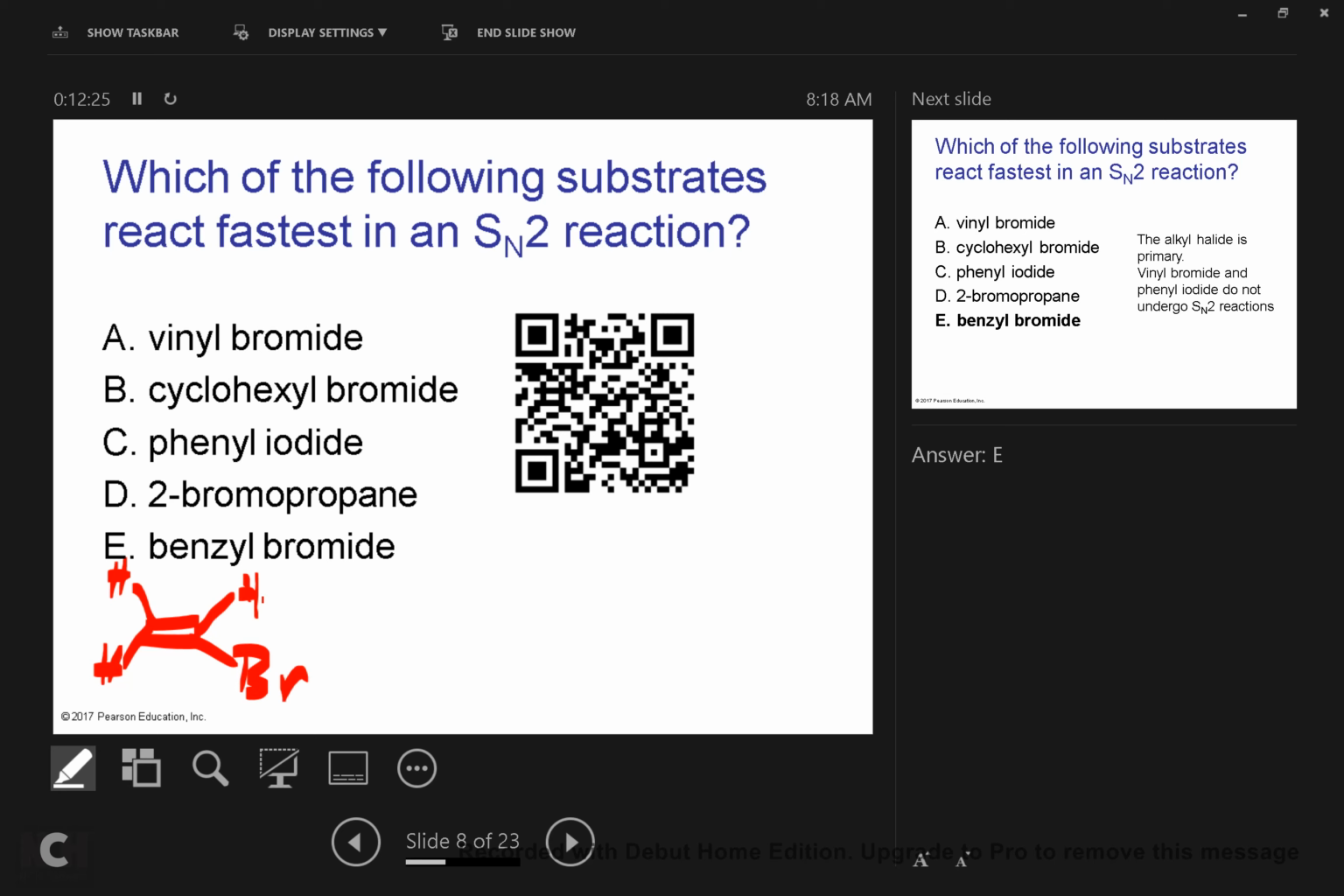The structure for B, cyclohexyl bromide. Okay, that's the structure for B. C, phenyl iodide. Well, don't worry if you don't know this structure. In the exam, I will not just give the name. Sometimes the complicated ones, I will give the structures. Yes, that will be the phenyl iodide.